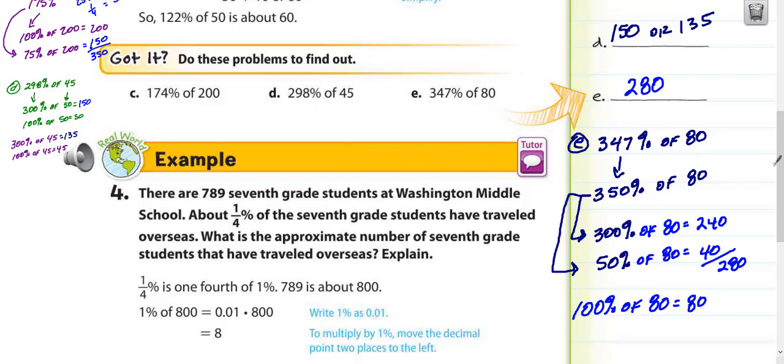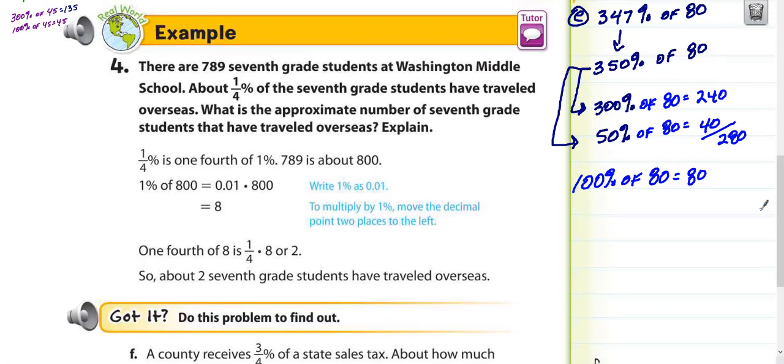Okay, so now let's look at what happens when your percent is less than 1 whole. There are 789 7th graders at Washington Middle School. About 1/4 of the 7th graders have traveled overseas. What is the approximate number of 7th graders who have traveled overseas? So 1/4 of a percent. You're going to figure out 1% of 800. They rounded this to 800. 1% of 800 is going to be 8. So 1/4 of that would be 2.